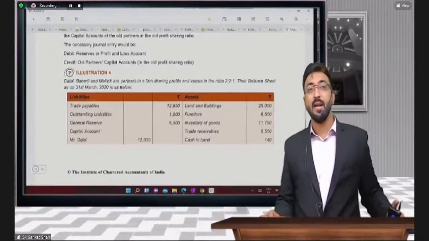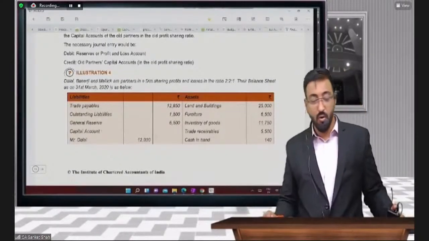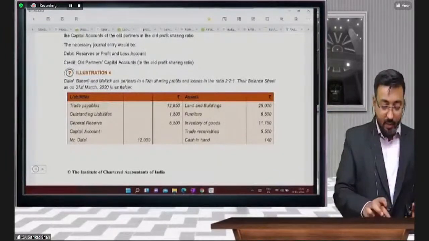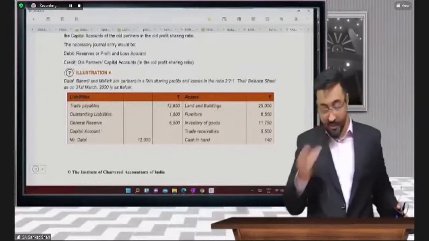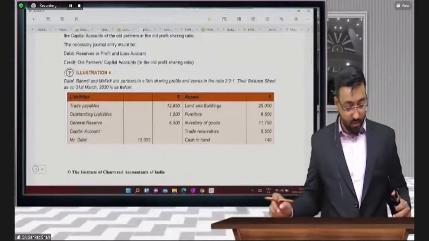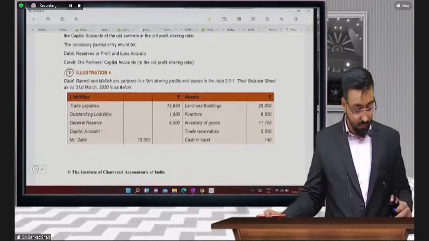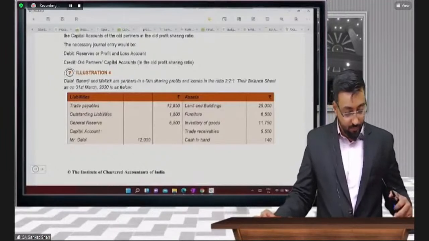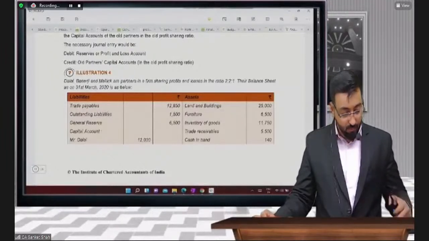Welcome back once again. I hope now you are very comfortable with these partnership problems. If you have any query, yes, till now you can ask me. Okay, chalo, less and add technique you understood. Chalo. So illustration number 4.